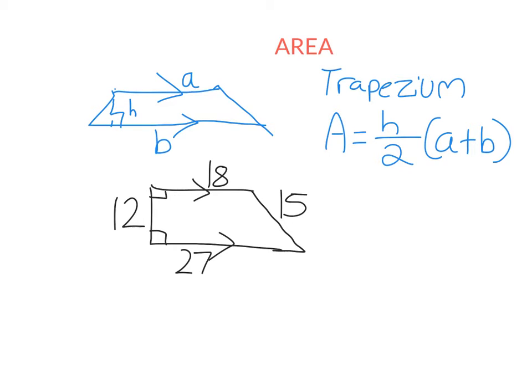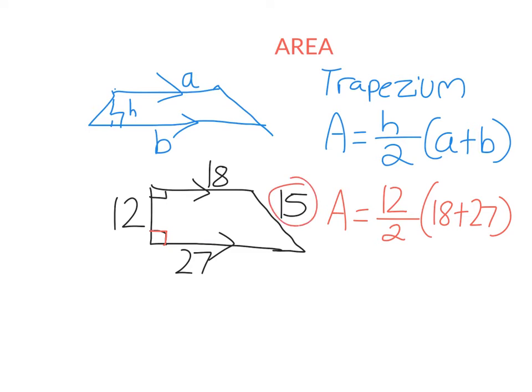Don't deviate from the formula. It's perpendicular height. 12 is the perpendicular height because of this right angle there. Divided by 2 times the sum of the 2 parallel sides. So this 15 is the slant height. We'd need it if we were asked about perimeter, but we weren't asked about perimeter. We're just asked about area. So it's just 6 times 45, which is 270, and it's units squared. Okay, that's how you do the area of a trapezium. Please pause and copy this down.